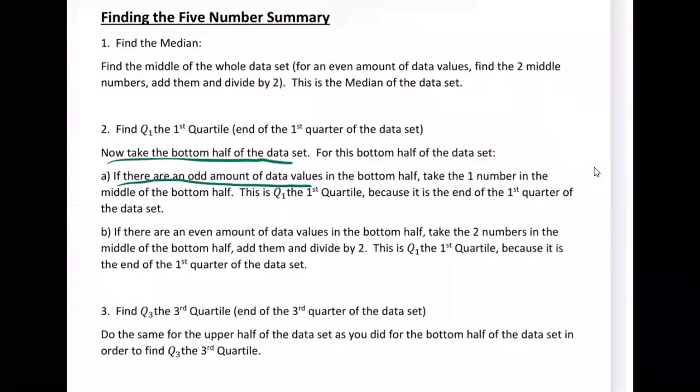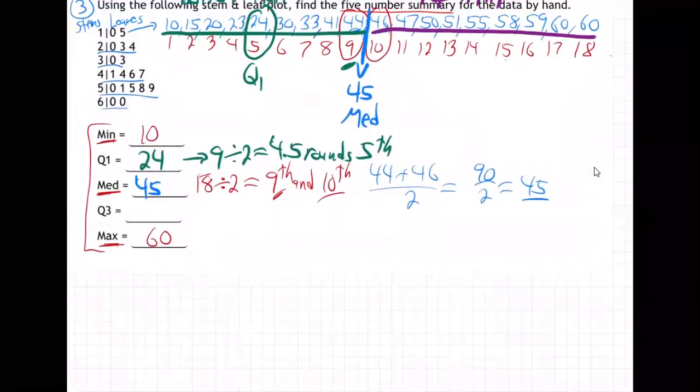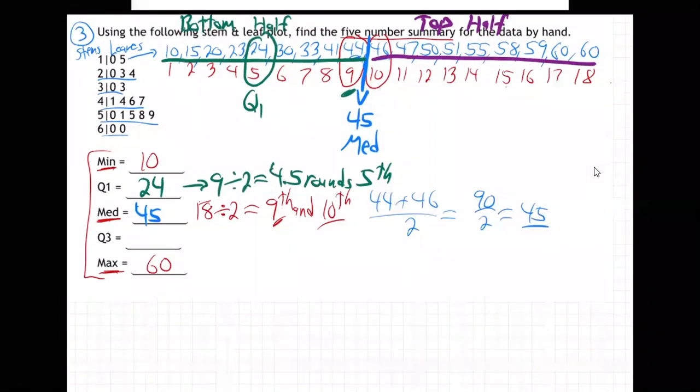That's what they're saying. If there's an odd amount, take the one number in the middle. This is Q1. If you have an odd amount, remember there's always one number in the middle. If you have an even amount, there's 2. So the number 24 right here, because there were 9 data values, divide by 2, round it, 5th. You can see that is the middle of the bottom half, because there's 4 numbers below it and 4 numbers above it.